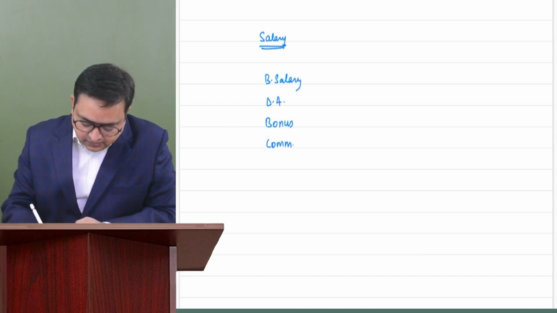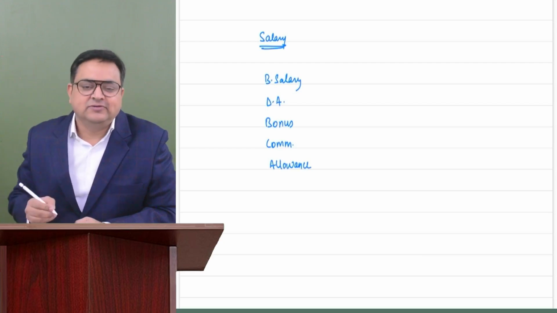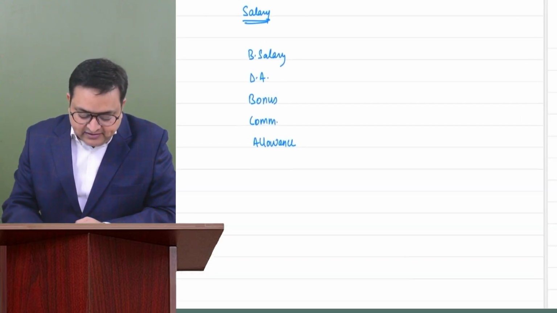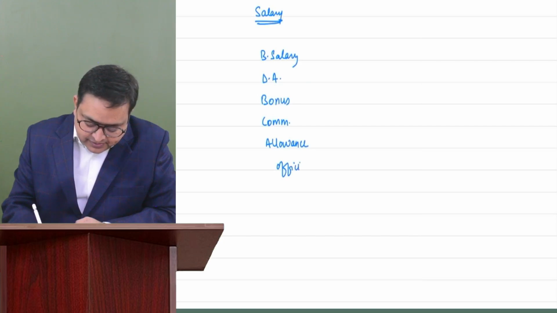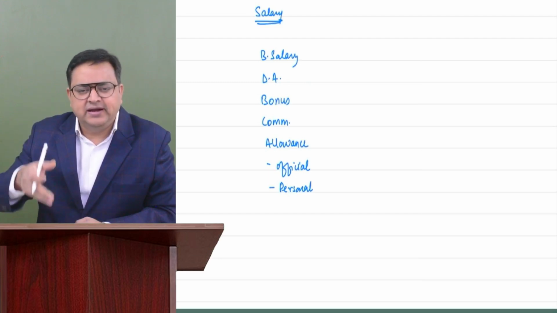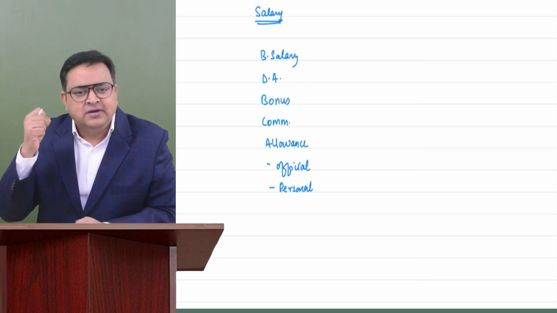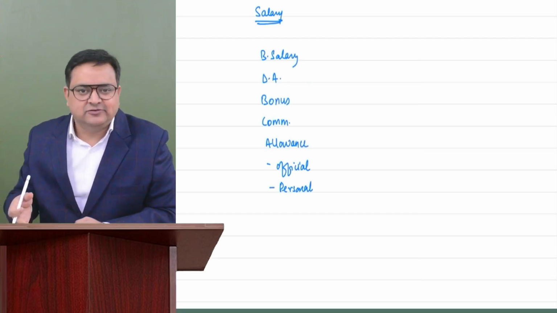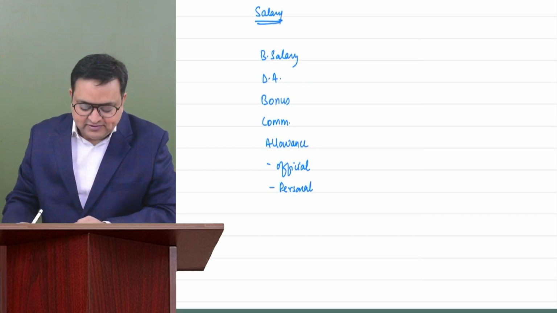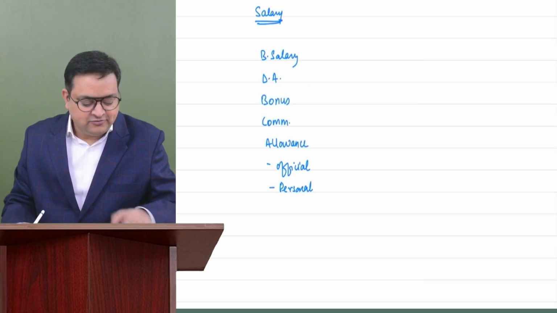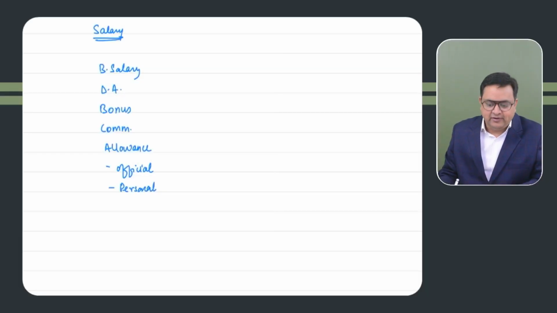Now, for any type of allowances which you are getting, please make a list of all these allowances. We understand there are two types of allowances: one is official allowance, the other is personal allowance. Any allowances you get, like traveling allowance, transport allowance, servant allowance, lunch allowance, just make a list of it. To help you revise, I'm just briefing about allowances. Allowances are of two types.